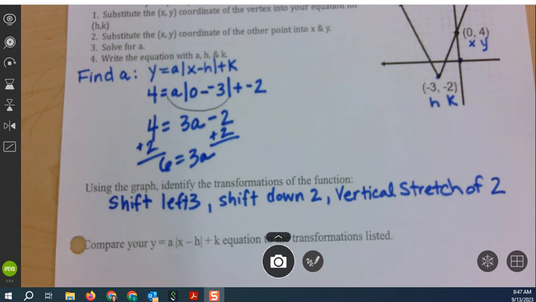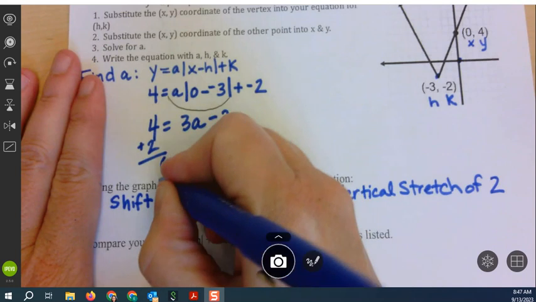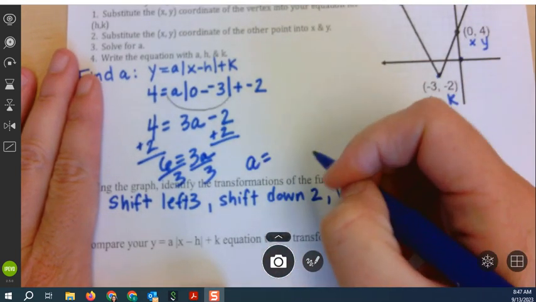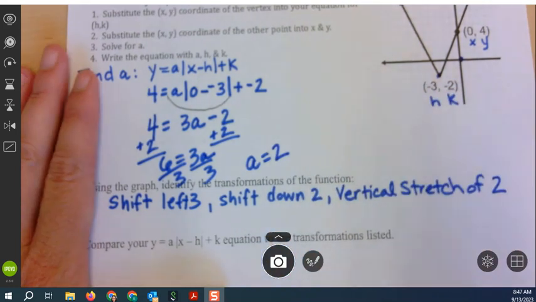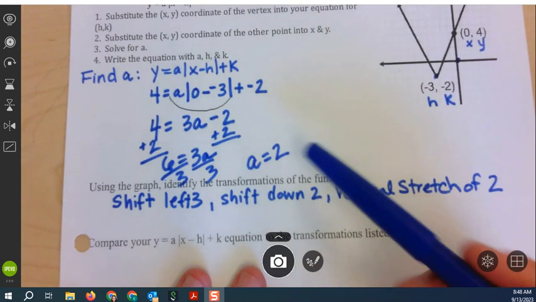All right, now we've got 3 times a, and how do we undo multiply by a? 3? Divide by 3. And we got a equals 2. All right. A equals 2. That means there's going to be a 2 in front here.